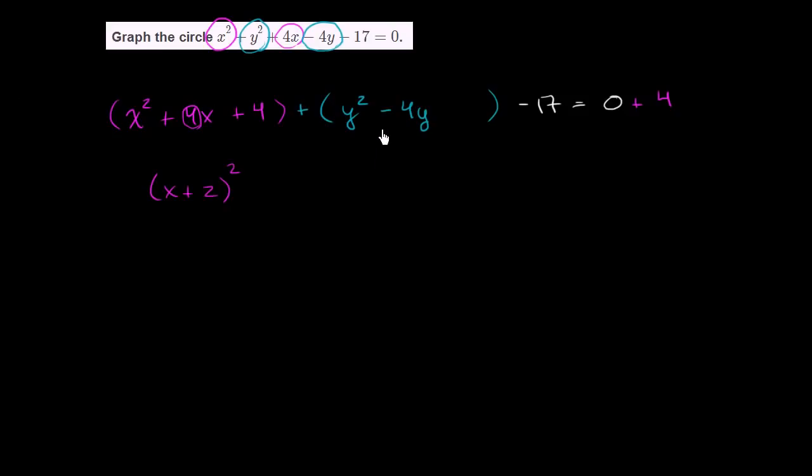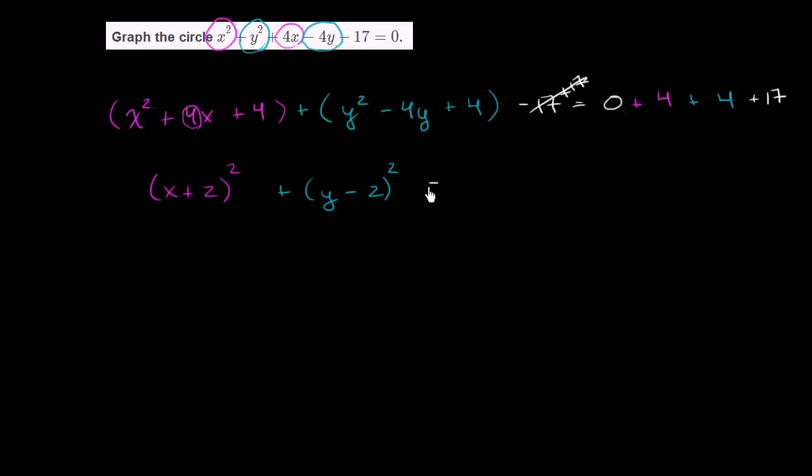Now let's do the same thing for the y's. Half of this coefficient right over here is a negative 2. If we square a negative 2, it becomes a positive 4. We can't just do that on the left-hand side. We have to do that on the right-hand side as well. Now, what we have in blue becomes y minus 2 squared. And of course, we have the minus 17. But why don't we add 17 to both sides as well to get rid of this minus 17 here? So let's add 17 on the left and add 17 on the right.